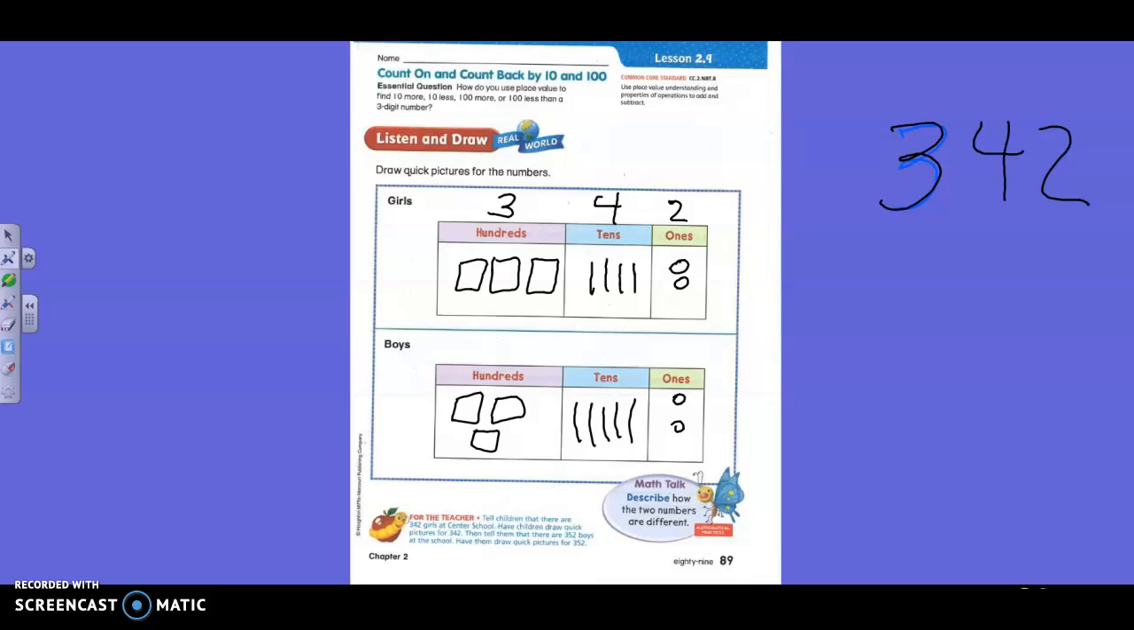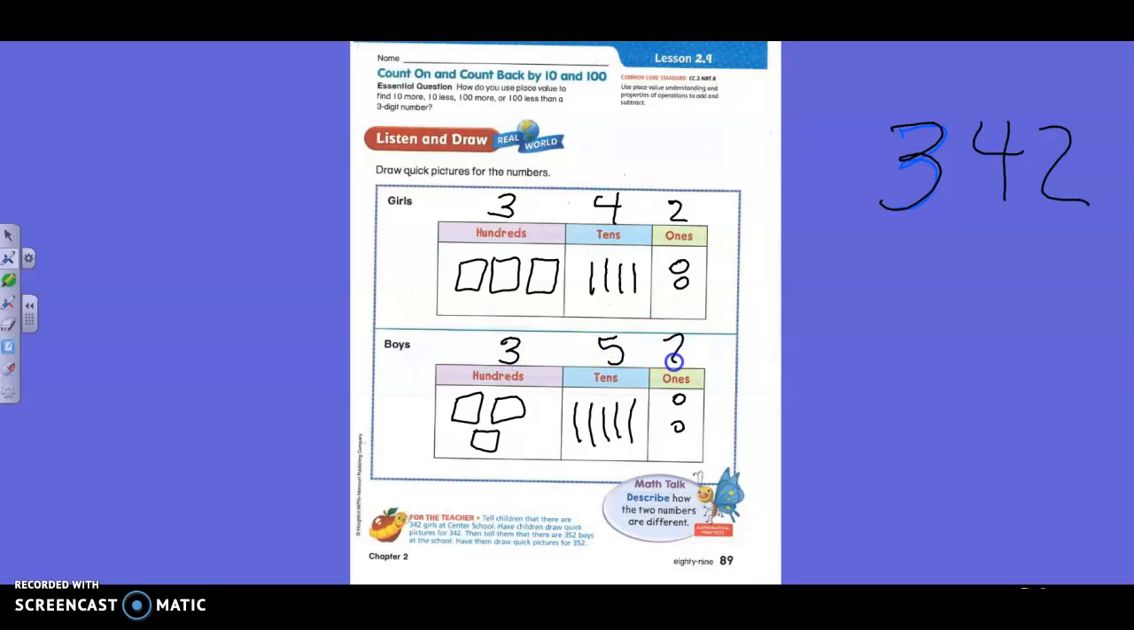From this, we had 342 on top, 352 on bottom. What's the difference in those numbers? 342 and 352. Liam? In what place? So how much more is it? Okay. There are 10 more boys than girls.